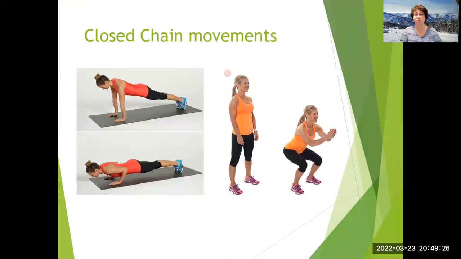So a push-up, that's a great example of a closed chain motion, and it's closed chain for both the upper extremities and the lower extremities. So the distal segment is fixed and the proximal segment is moving. The squat, always a favorite, classic functional squat. Closed chain, the proximal segment is moving and the distal segment is fixed.